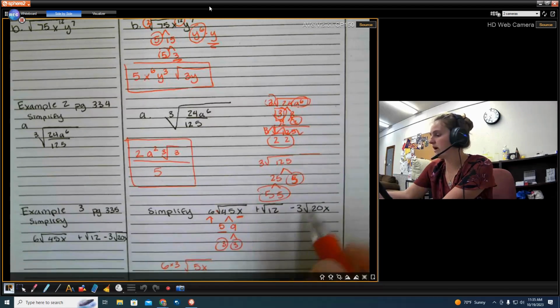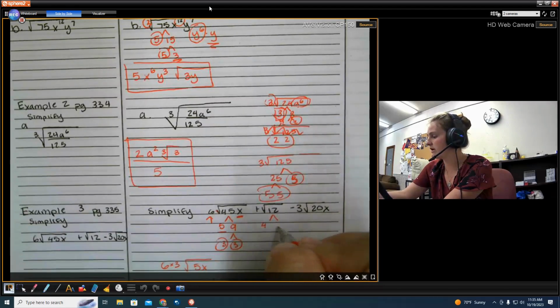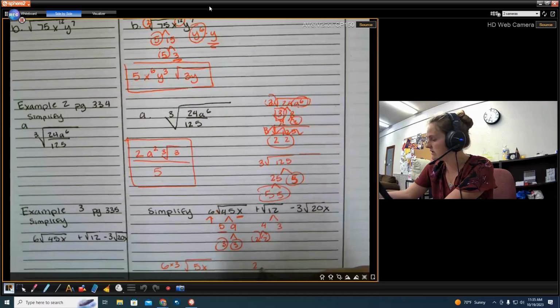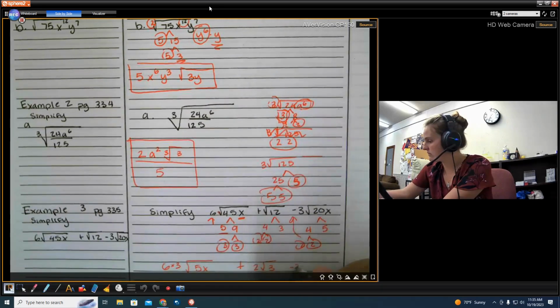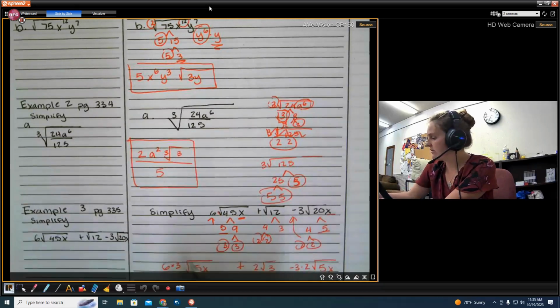Okay, and then this radical 12, I can pull out a 4 and a 3, 2 and a 2, and these 2's can come out, so this is just going to be 2 radical 3. And then this 20, I can pull a 4 and a 5 out, and then these 2 2's actually can come out. So we're going to have negative 3 times 2 radical. The 5 has to stay and the x has to stay. So 5x. Okay, so let's take the next step.